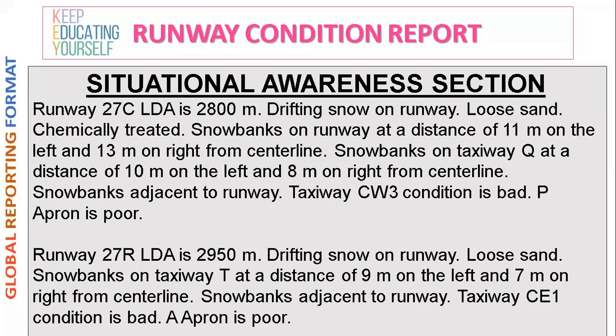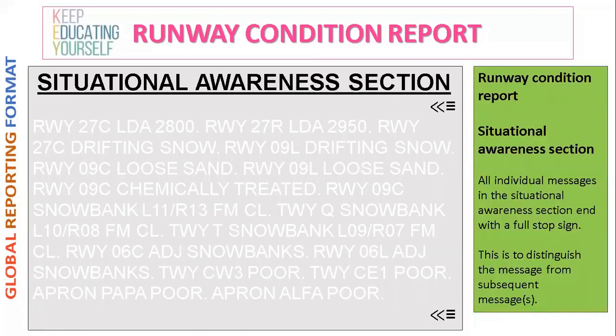So these things have been assessed by our inspector. He found all those things on the runway. Now he wants to prepare the situational awareness section. So we'll go one by one. In the runway condition report, I have mentioned that the situational awareness section is section 2, number 1. Number 2, all individual messages in the situational awareness section end with a full stop. If you see on the left-hand side in white color, every piece of information ends with a full stop. This is to distinguish that the next message is a subsequent message. So this is the way.